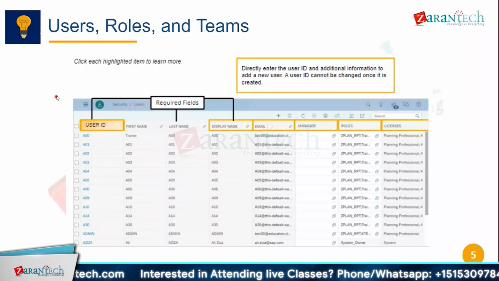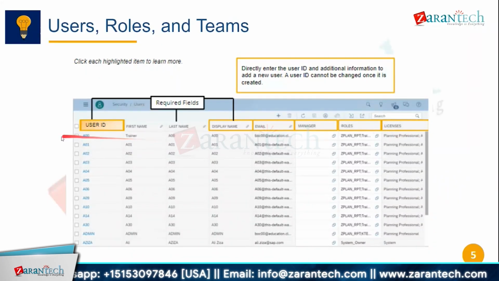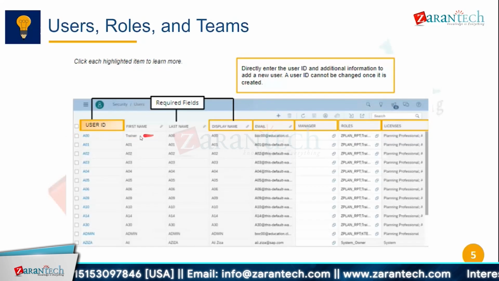But generally, if you buy a SAC system and want to maintain it for your organization, these are the fields which will be there. In Security Users, you will have user ID, first name, last name, then display name, then email ID, then manager, then roles, then licenses. We will see one by one what these fields are and what is the significance of each field.